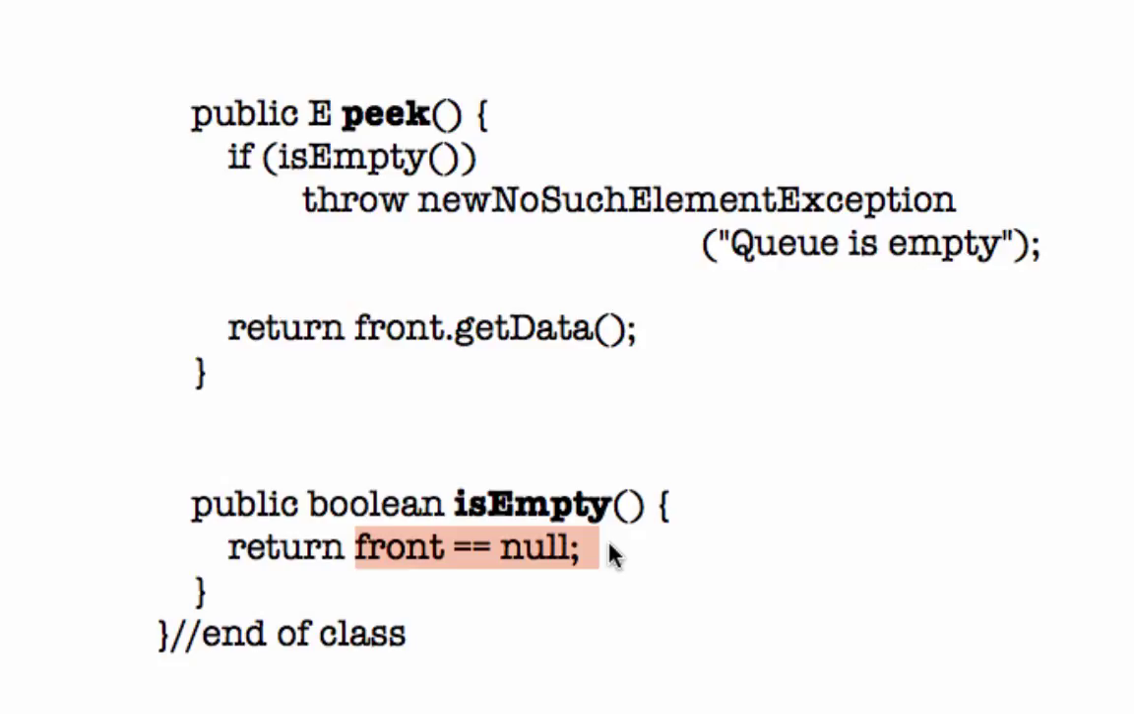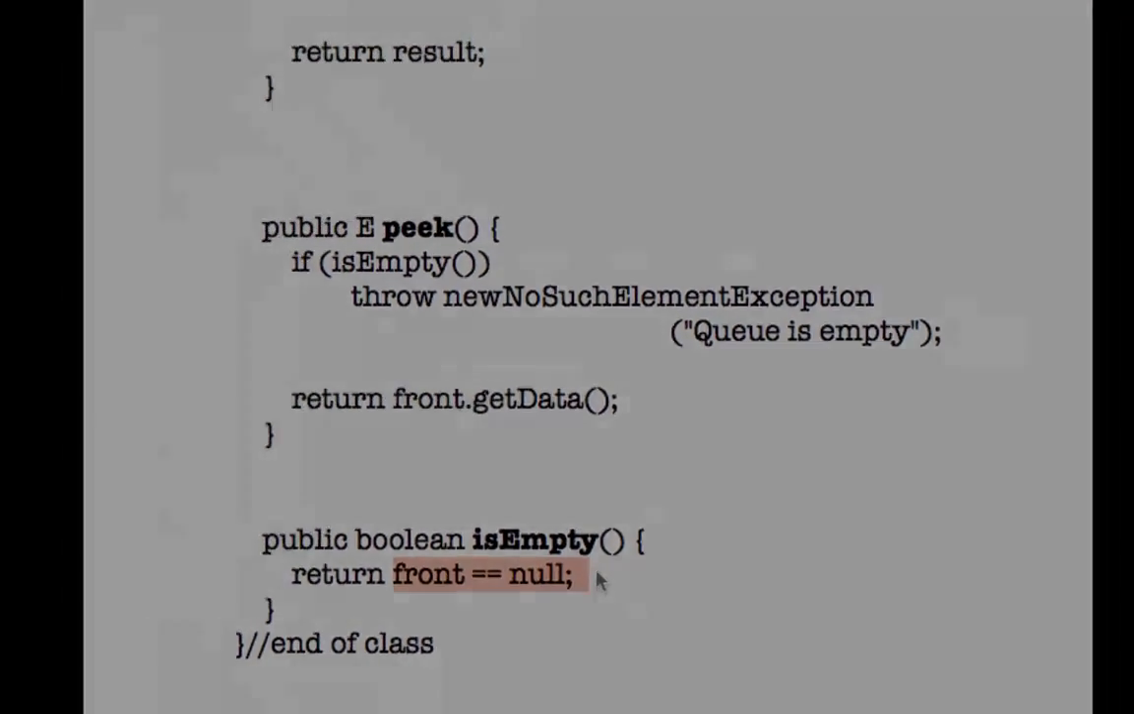So this concludes the discussion of the implementation using a linked list. Again, I encourage you to watch a separate video that contains the implementation of the queue using the same interface, but this time uses an array.